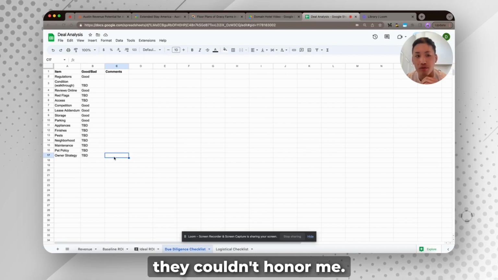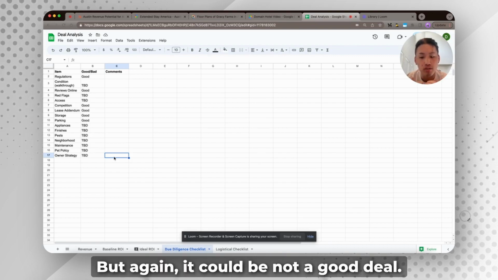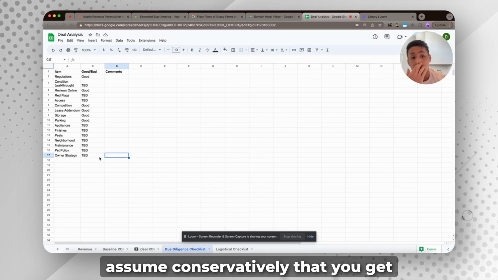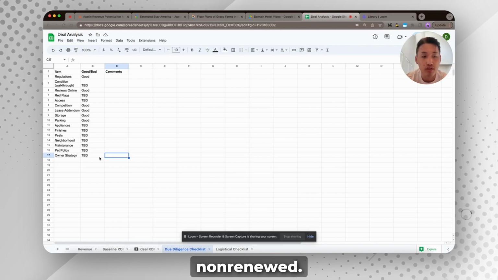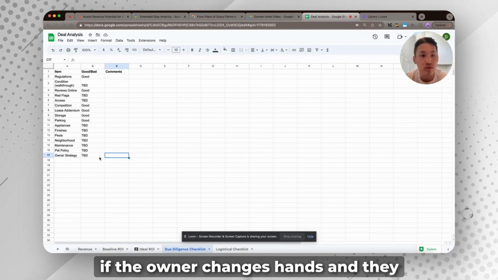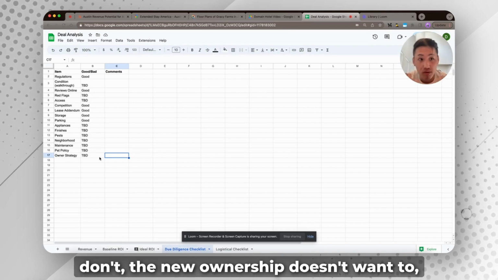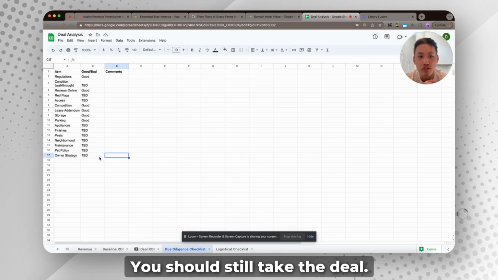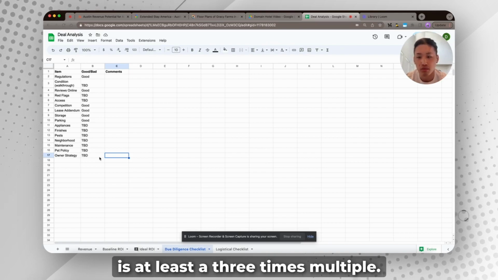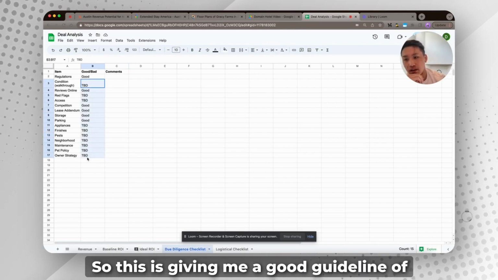So they could non-renew, right? But again, it could still be a good deal. Even if they plan to sell it, you're going to be grandfathered in, as long as we conservatively assume that you get non-renewed. If the deal still works out cash-wise, cash multiple-wise, even if the owner changes hands and the new ownership doesn't want to renew you, you should still make enough. You should still take the deal if the cash ROI across the entire lease is at least a 3 times multiple. Okay, so this is giving me a good guideline of what to look for when I go tour the property.